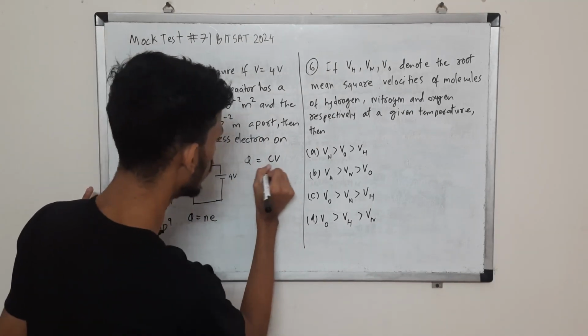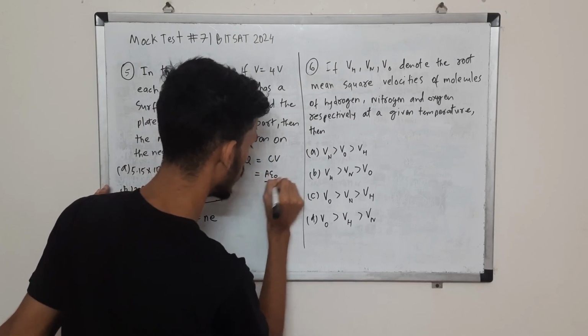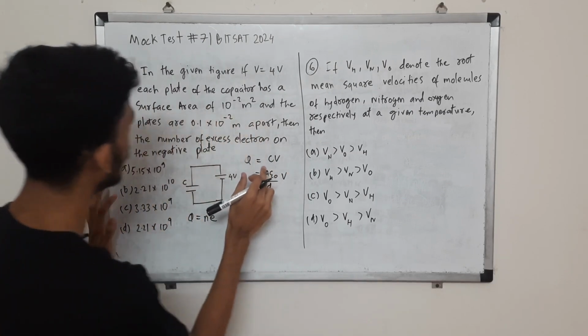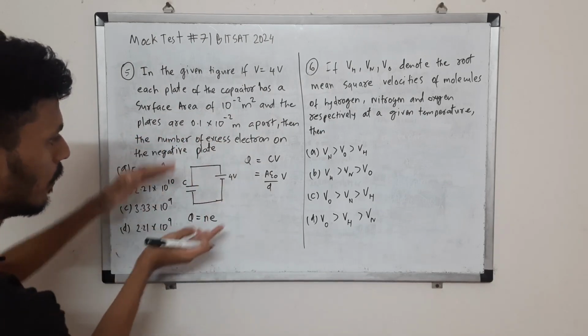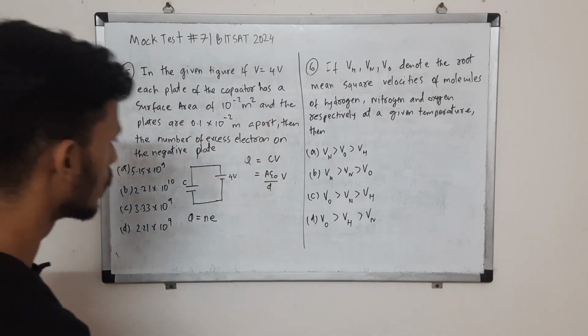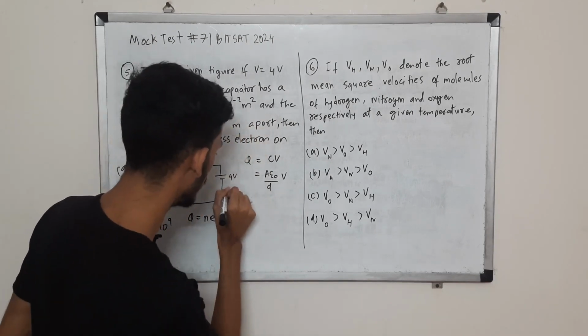So here C, we have to find using A epsilon naught by d. C is A epsilon naught by d because we are given the dimensions, right? Area is given and then we are given the distance between the plates, right? d is given, so we have to find C using that. So we'll find this out.